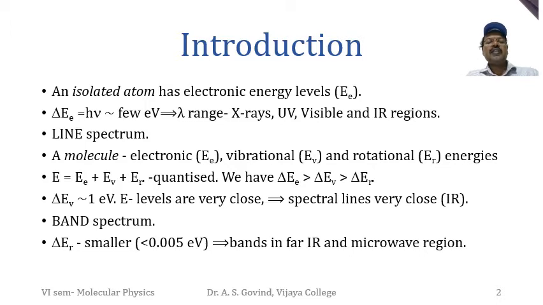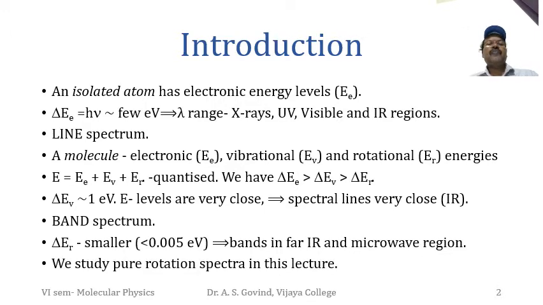And the rotational energies are much smaller, less than 0.005 electron volt. So that also gives very close lines and results in a band spectrum, and that is in the far infrared and microwave region. That is for the rotational energies. So going further, we study now in the part 1 only the pure rotation and spectra. That is the content of this lecture.